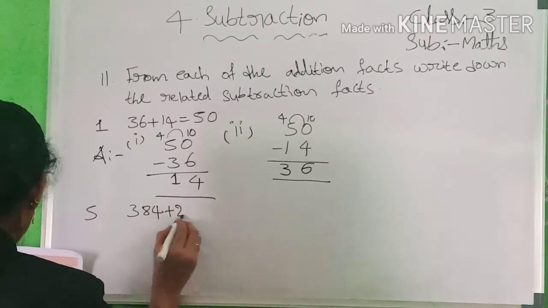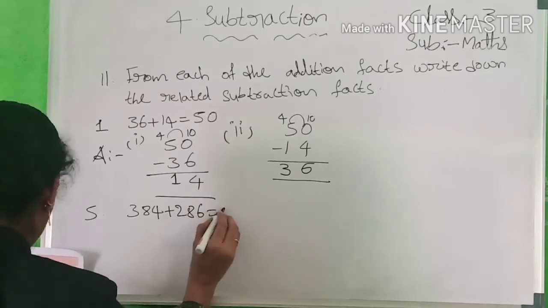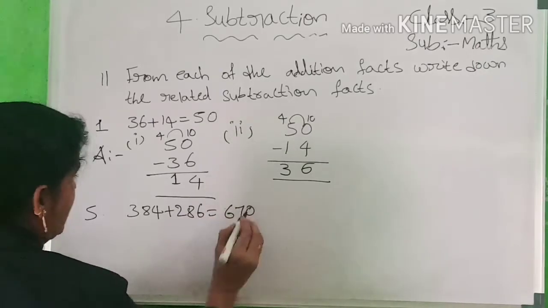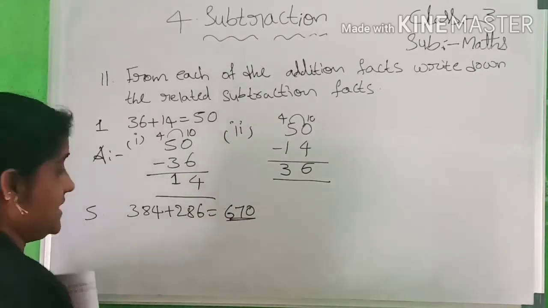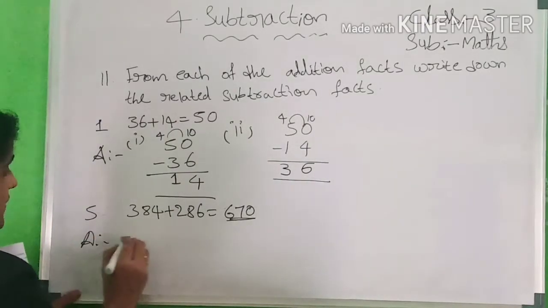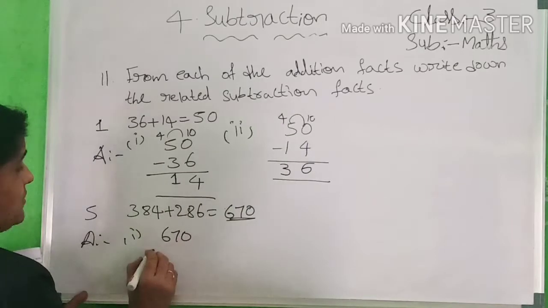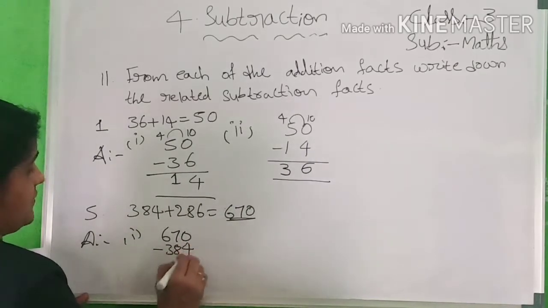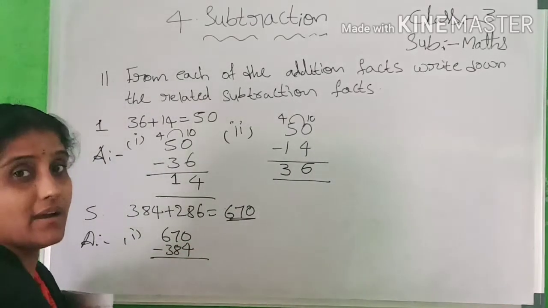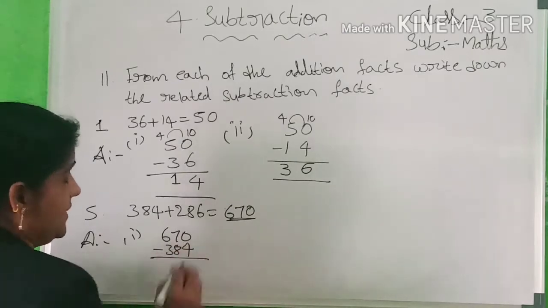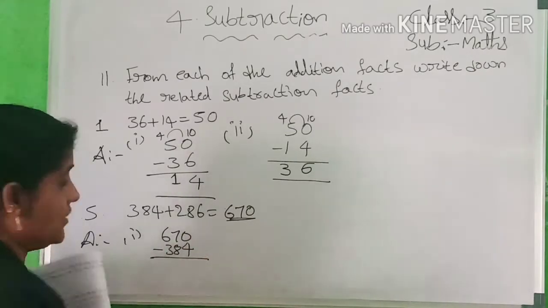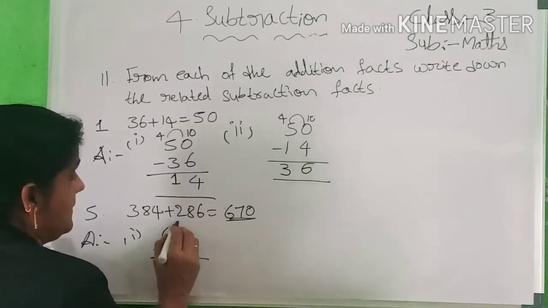384 plus 286 is equal to 670. You have to take this 672. You have to first remove the first number. Now 10 to 4 cut. Now here 0. 0 to 4 not going. We have to take in regrouping.